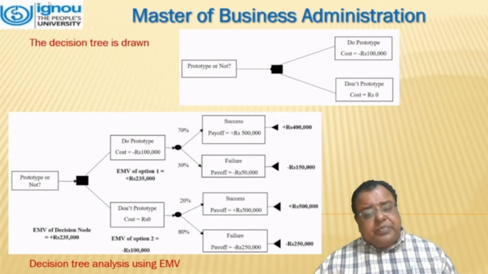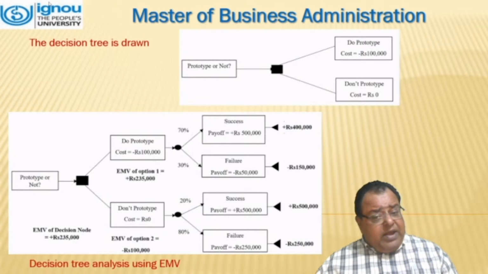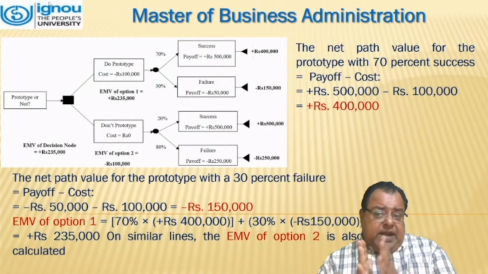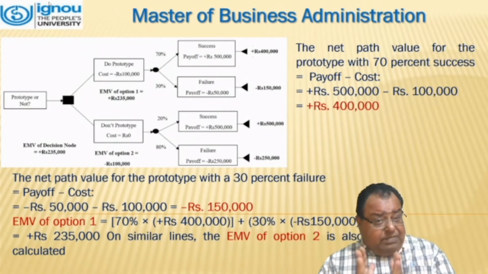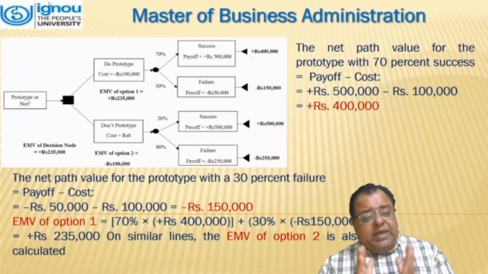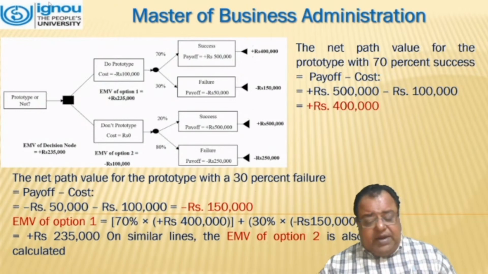After calculating all the EMV values of all the four stages, we can see that the maximum is 4 lakh rupees and the minimum is 2,50,000. The net path value of the prototype with 70% success is 4 lakh rupees. The net path value of the prototype with 30% failure is 1,50,000. We can see that the EMV for option 1 comes out to be 2,35,000. And similarly for option 2, it is calculated.